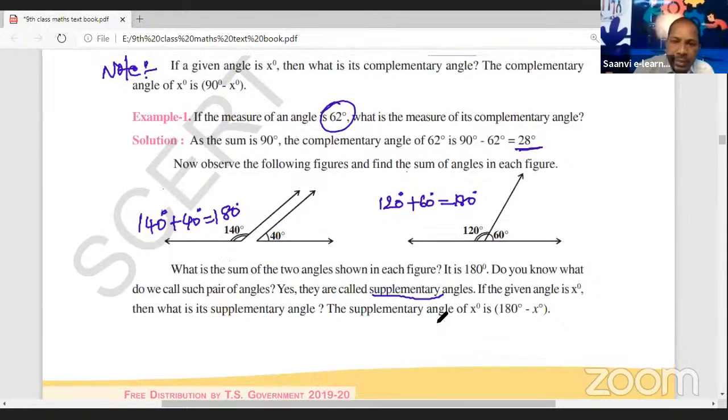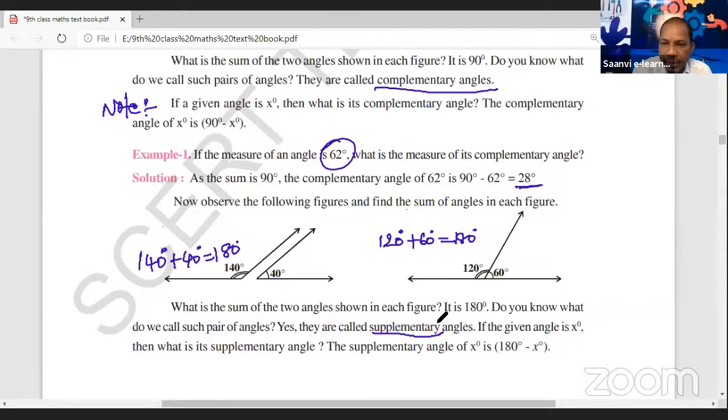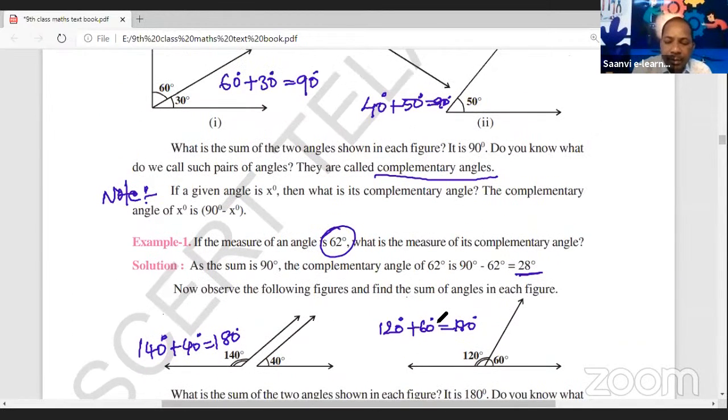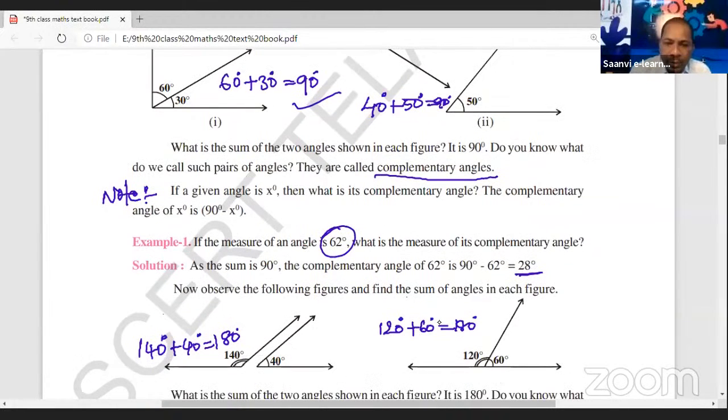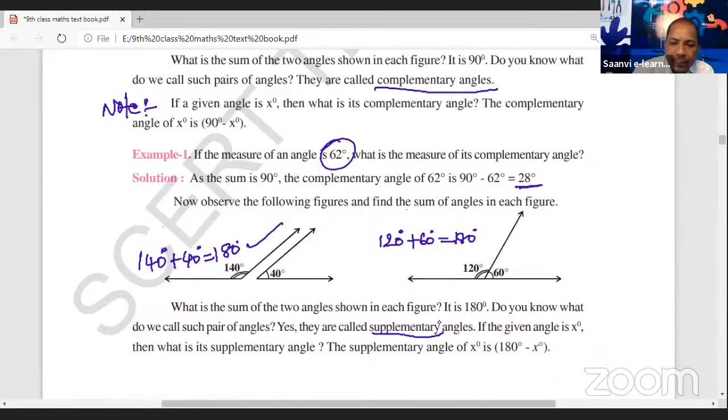Okay, children, did you understand what is a complementary angle and what is a supplementary angle? Complementary angle means the sum of the two angles should be 90 degrees. And supplementary angles means the sum of the two angles should be 180 degrees. And if an angle is given as x degrees, what is the supplementary angle of x degrees? We just have to subtract from 180. So 180 minus x.